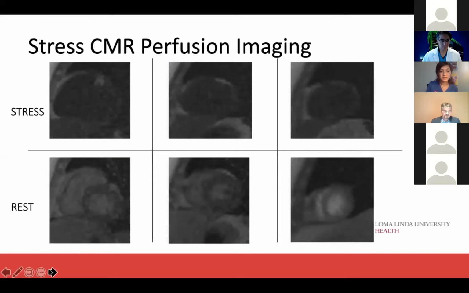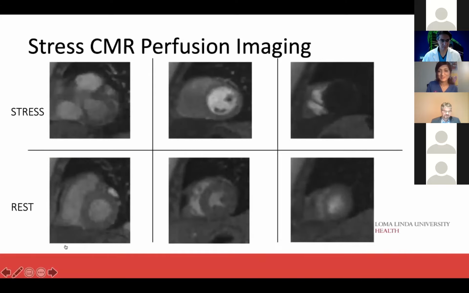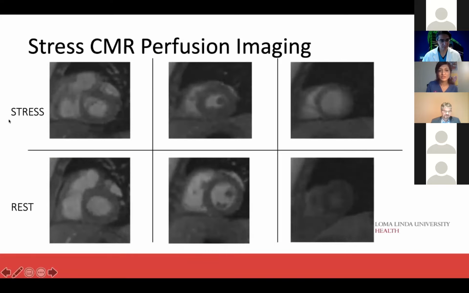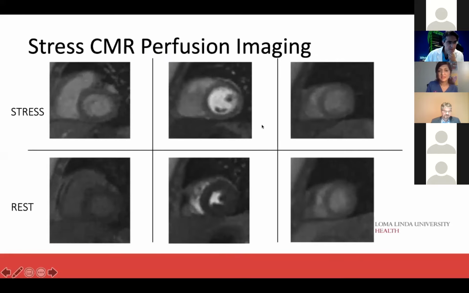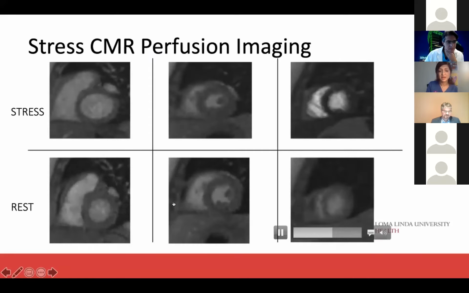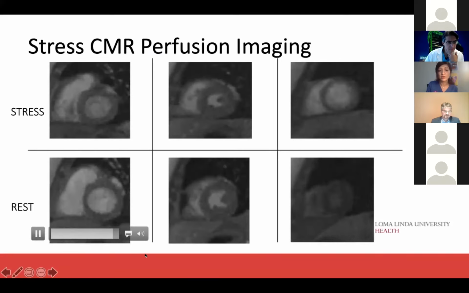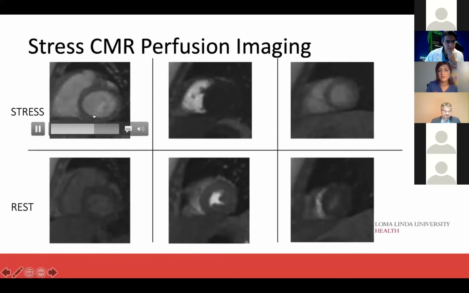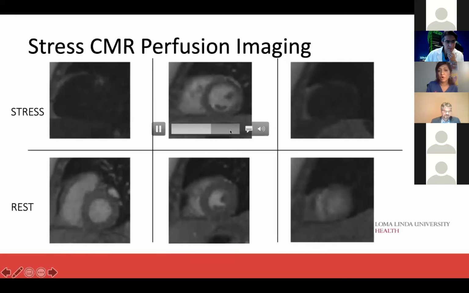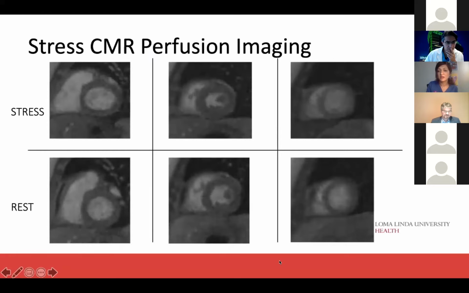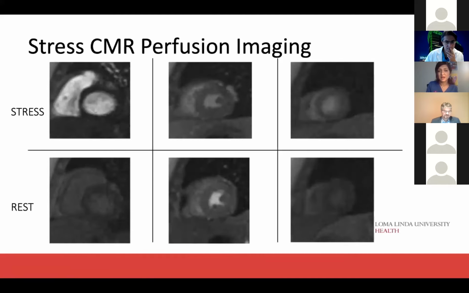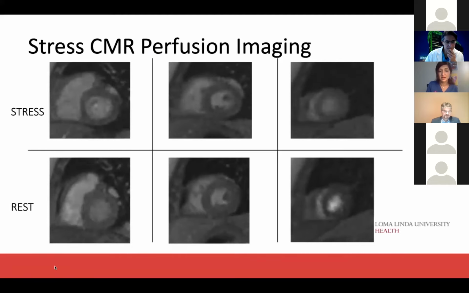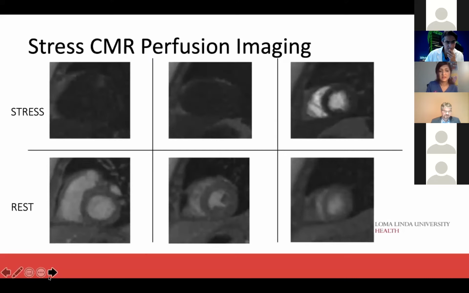So let me see if I can make everything play. Okay, perfect. As you see, on the top are the stress images, on the bottom are the rest images. And these are the basal, mid, and apical slices. And as you can see, both at rest as well as stress, there's homogeneous uptake of the contrast into the myocardium without any defect in the endocardium, consistent with no inducible ischemia.